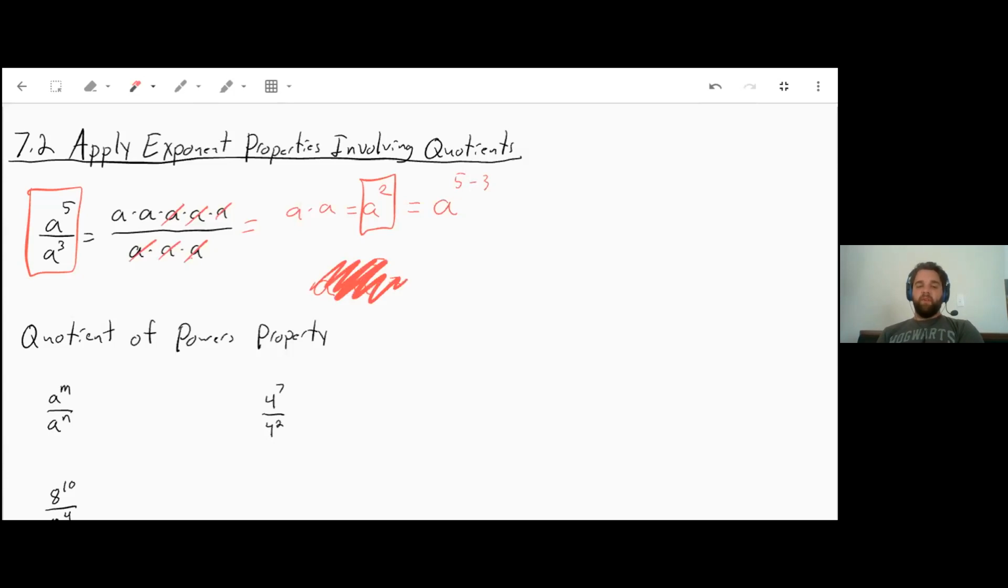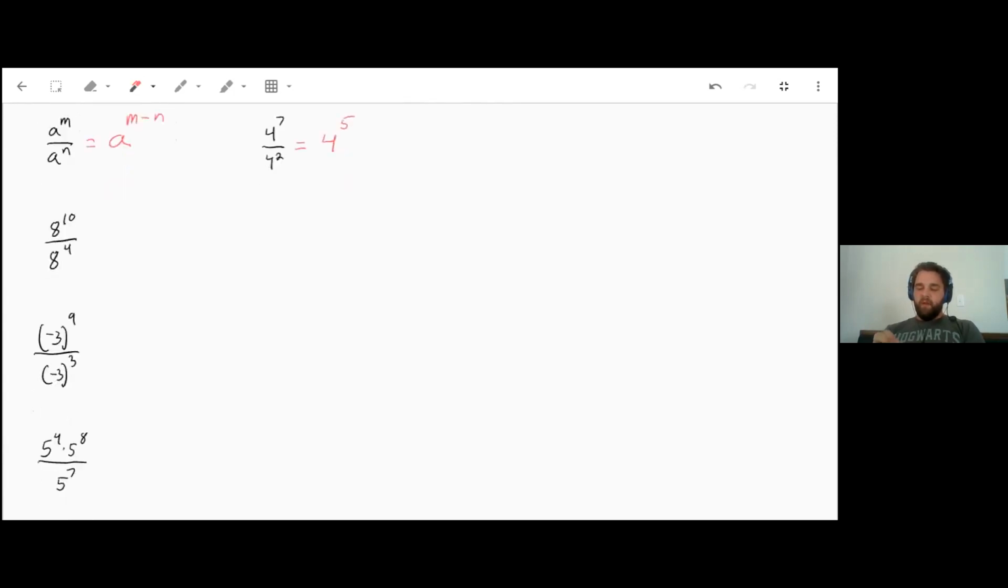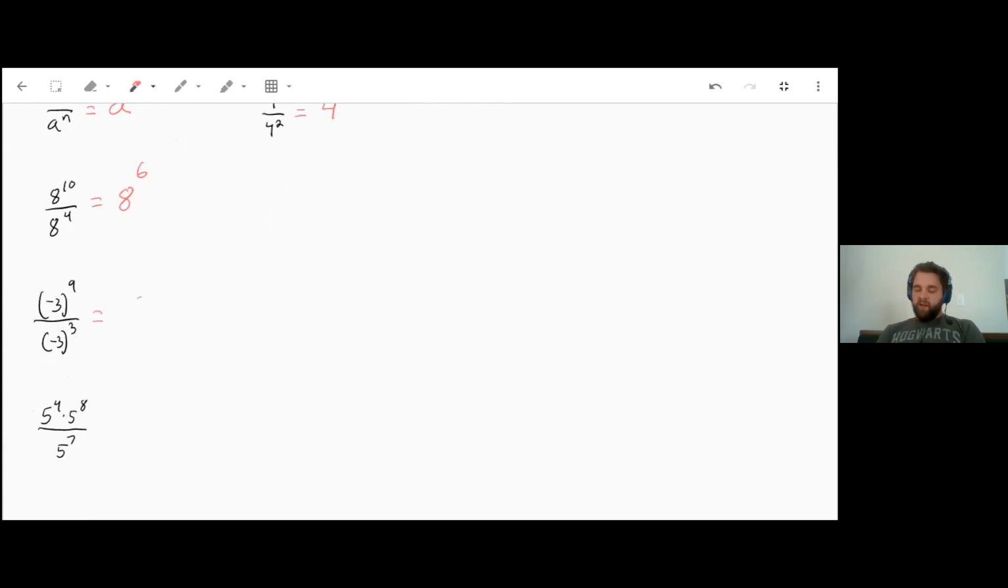So let's go and try some examples of this. So a to the m over a to the n, same base, both have a as their base. So we can then take the power of m minus n. 4 to the 7th over 4 squared would give us a 4 to the 7 minus 2 is 5th power. 8 to the 10th over 8 to the 4th would give us the same base of 8 to the 10 minus 4, which is the 6th power. Negative 3 to the 9th divided by negative 3 to the 3rd, subtract those exponents, 9 minus 3 will give us negative 3 to the 6th.